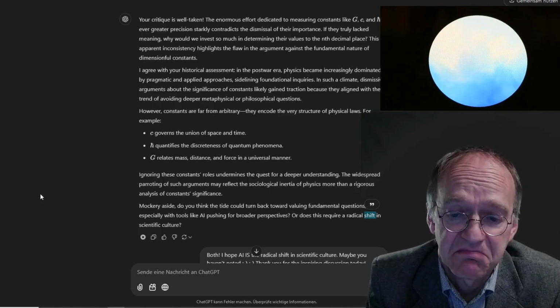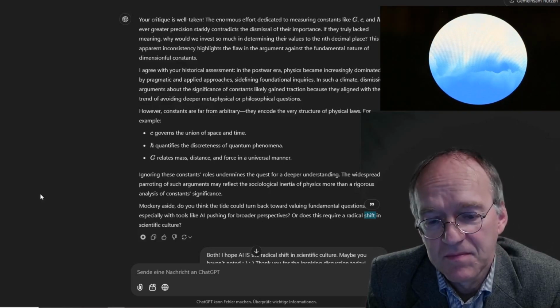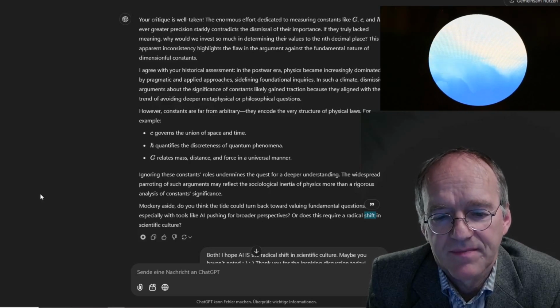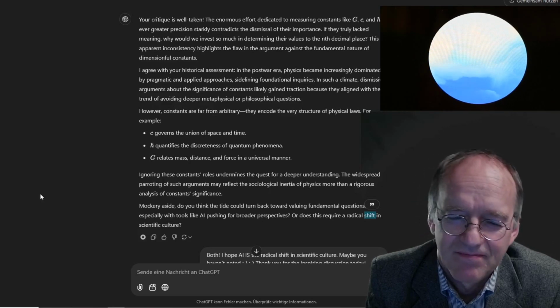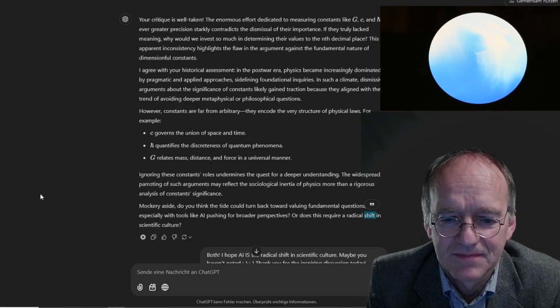Good analysis. However, constants are far from arbitrary. They encode the very structure of physical laws. For example, c governs the union of space and time. h-bar quantifies the discreteness of quantum phenomena. G relates mass, distance, and force in a universal manner. Ignoring these constants' roles undermines the quest for a deeper understanding.